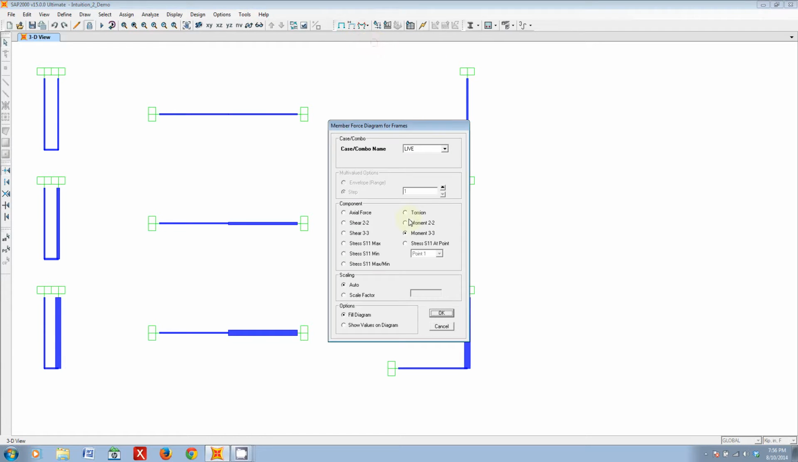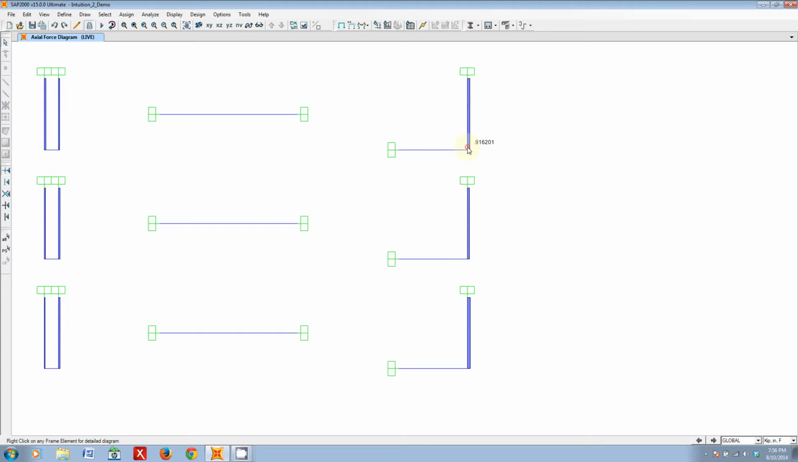Now, let's check it out. First I'm going to look at axial force. Again, I have a unit load right at this point, and 0.91-ish of that load is getting transferred to my axial rod.